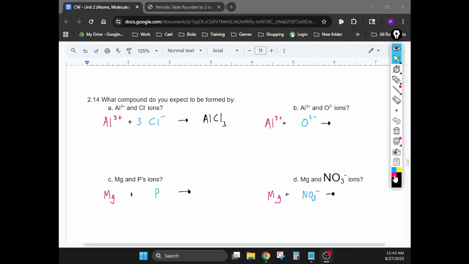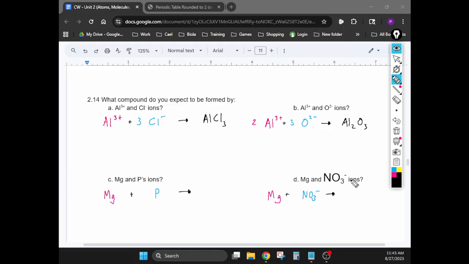So if you take a look at B, you've got Al3+ and O2-. The way to balance that out is you need 2 aluminums and you need 3 oxygens. And so your formula should be Al2O3. Okay, everybody good with that?